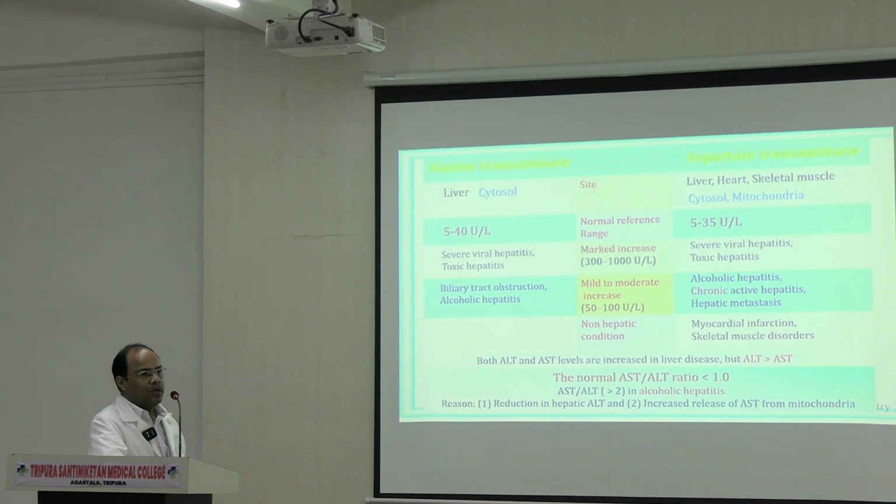In case of alcoholic liver disease, AST level is elevated because AST is also secreted from mitochondria.